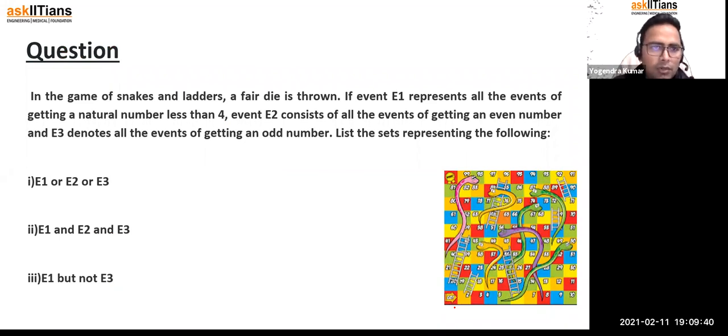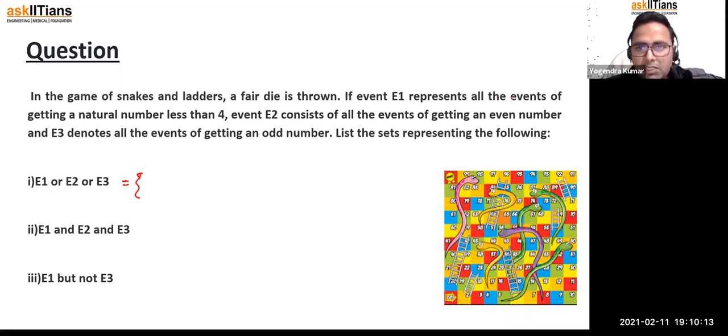Okay. Now in a game of snakes and ladders, a fair die is thrown. Event E1 represents all the events of getting a natural number less than 4. Event E2 consists of all the events of getting an even number, and E3 denotes all the events of getting an odd number. List these sets representation of the following. Now they're telling E1 or E2 or E3, right? Sets representation they want.